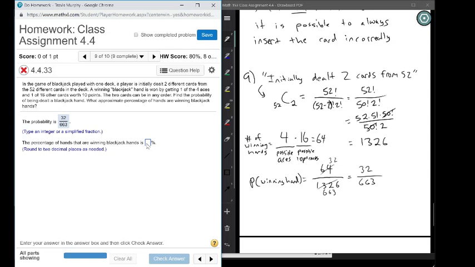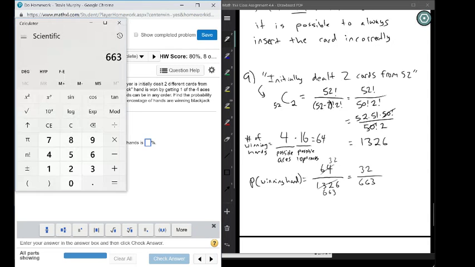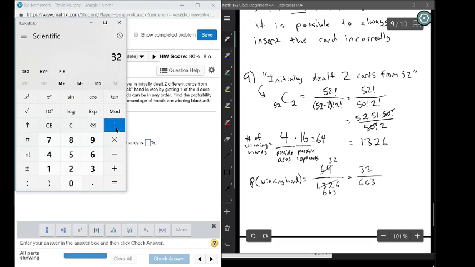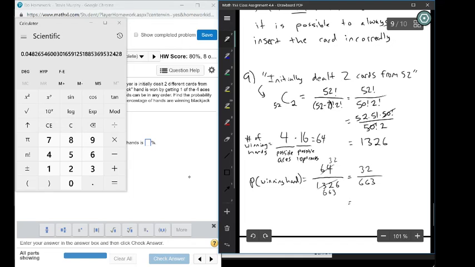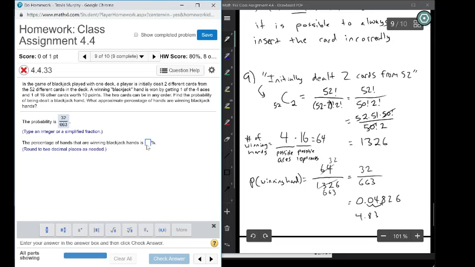So the percentage of winning hands would be, well, let's see, 32 divided by 663, 0.04826. So bump this decimal over to here, and we get 4.83. This 6 will round the 2 to 3. 4.83%.